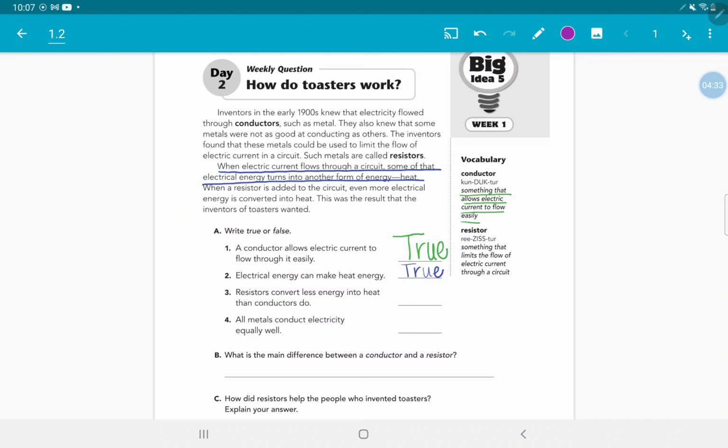Next says resistors convert less energy into heat than conductors do. False. Cash, why do you say it's false? It didn't say that in the passage. No, the passage says, the next sentence after the sentence Braylee just read, the second sentence of the second paragraph says, when a resistor is added to the circuit, even more electrical energy is converted into heat. So we know that is false.